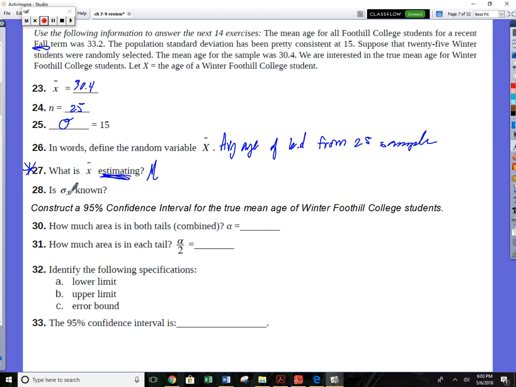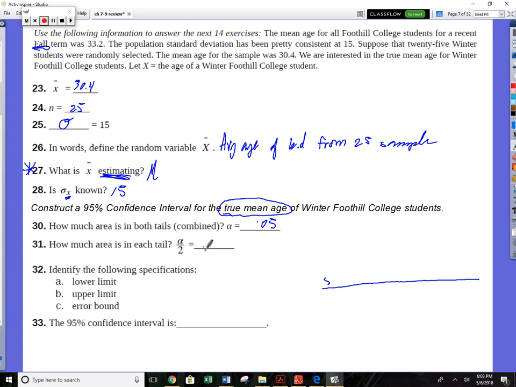Okay, is sigma from the population known? And that is 15, so it's a yes. Now we're going to construct a 95% confidence interval for the true mean age. Now that's the population, so we are estimating the population mean. So here we go. Okay, 95% confidence level, that means this. We are going to have, let's see, alpha is 0.05, so that's 5%.